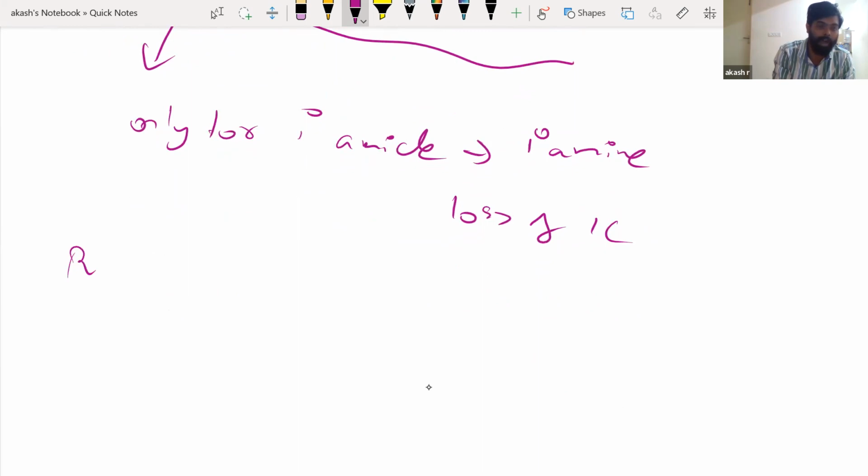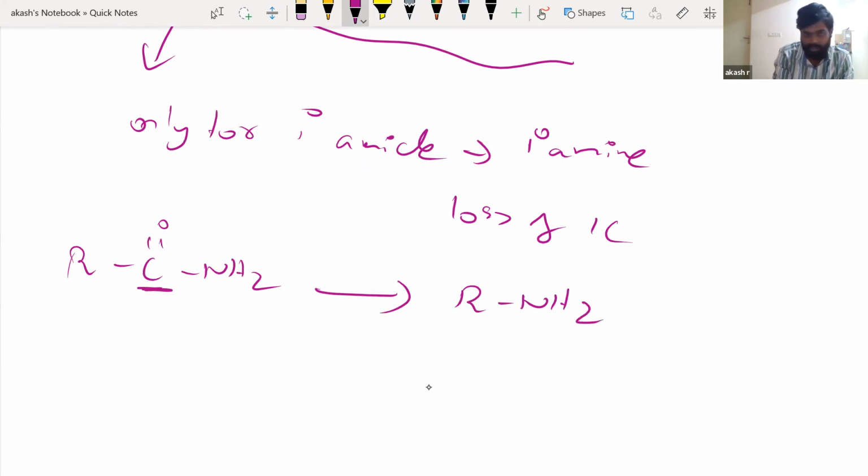If you have R C double bond O NH2, this is your amide. Now I want to convert it into something like this: R NH2, and you see that this carbon atom, which is the carbonyl carbon C double bond O, is not there here. That is how the one carbon atom is lost.